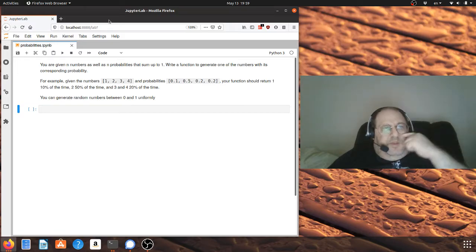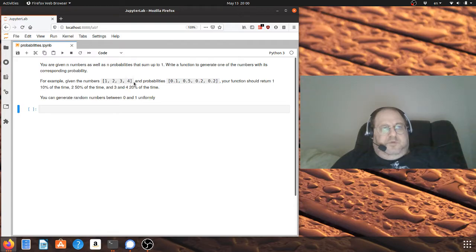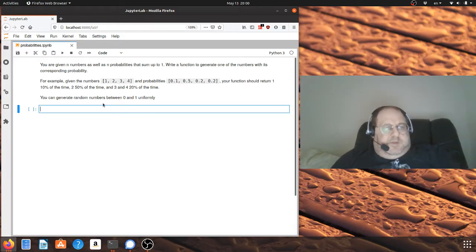And today we're gonna solve this problem. You're given n numbers as well as n probabilities that sum up to 1. Write a function to generate one of these numbers with its corresponding probability. And here's an example. If you give 1, 2, 3, and 4, 0.1, 0.5, 0.2, 0.2. Okay, right? And it's given that we can generate numbers uniformly.